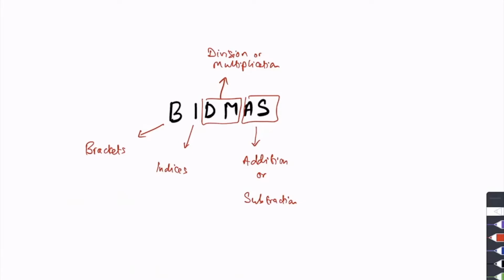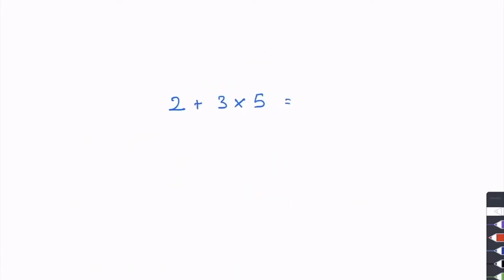BIDMAS is the advanced version of BoDMAS, which stands for brackets. The I is indices, and then we have the D and the M for divisions or multiplications in the order you see them, and then A and S for addition or subtraction in the order you see them in the calculation. And they'll become clearer as we go through some questions. Have a go at this one and see what you come up with.